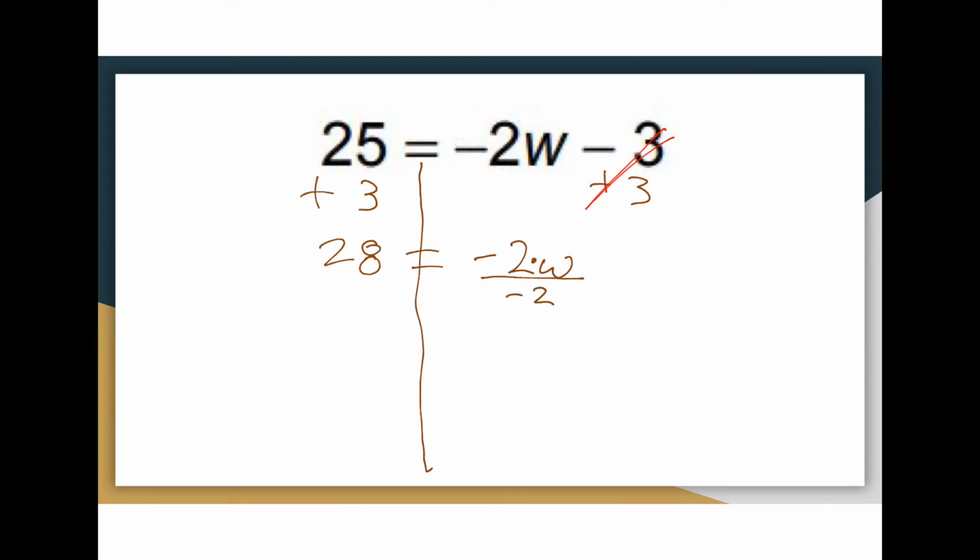So I'm going to divide by negative 2 on both sides. Here the negative 2's cancel out, so I'm left with just w. And then 28 divided by negative 2, plug that in my calculator, and I get a negative 14 is what w is going to be.